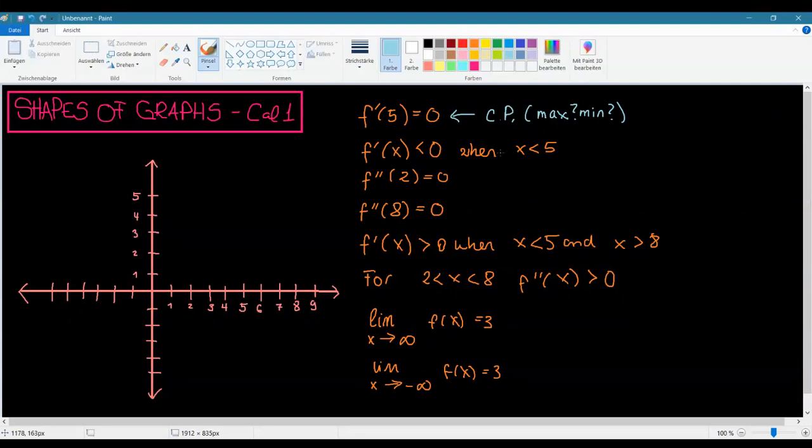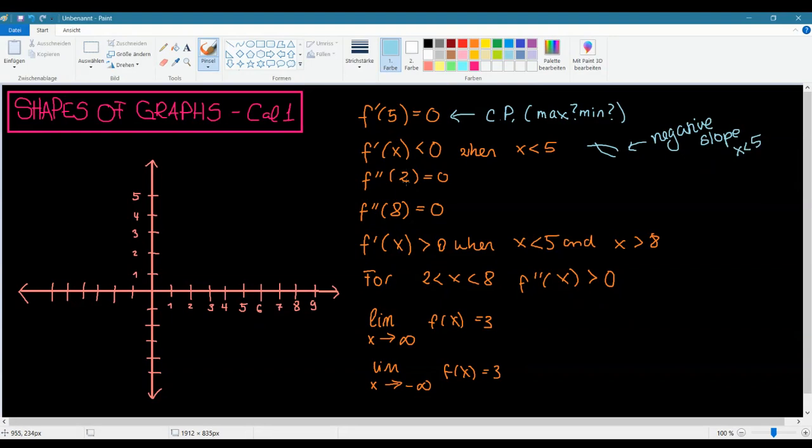What does that tell us? That tells us that the slope of the tan line when we are here from 5 to negative infinity is going to be negative, which means it's going to be something like this, or it's going to be something like this, but it's not going to be like this or like this, right? So let's write down negative slope for x smaller than 5.